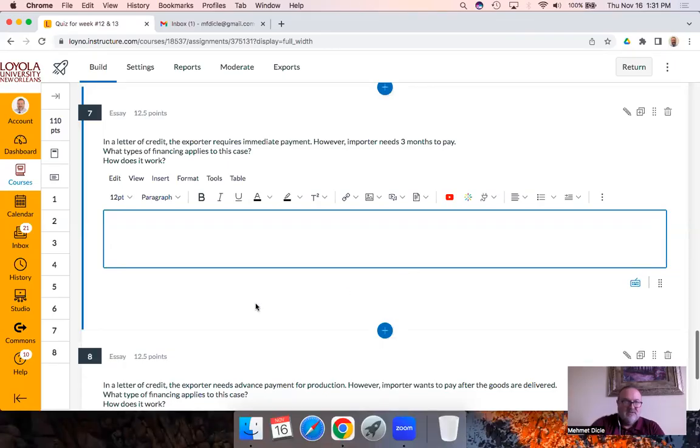On question number 7, in a letter of credit, the exporter requires immediate payment. So we have the exporter requiring immediate payment. When the exporter requires immediate payment, that is an at-sight LC, and the importer needs 3 months to pay. So this is very specifically a post-shipment financing.